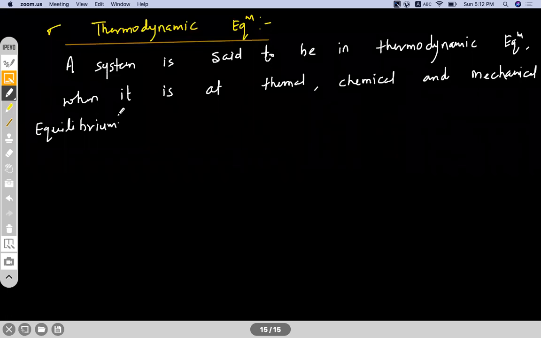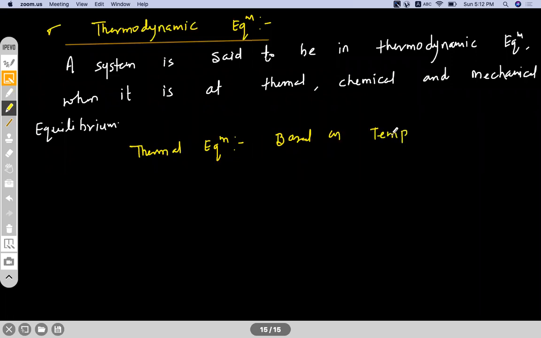Okay, so what is thermal equilibrium? Thermal equilibrium is based on temperature. Same temperature we have, right? So I'll just write down quickly this thing here. Thermal equilibrium. It is based on temperature, constant temperature we have, okay? T constant. There's no heat flow because the temperature difference is not there, thermal equilibrium, right?